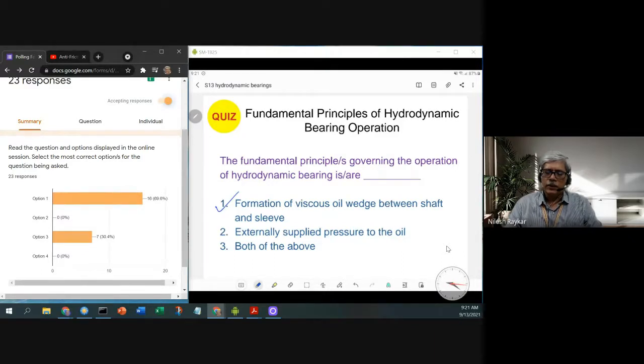The basic name hydrodynamic implies that its load carrying capacity is derived from the dynamic action, or from its rotation. So there is no externally supplied pressure in the case of hydrodynamic bearings. Those bearings are called hydrostatic bearings. We will not be covering that in this particular course, but we should know that bearing design can be done based on an externally pressurized system as well. Obviously, they will be costly and they are called hydrostatic bearings. Obviously, then the third is not correct.